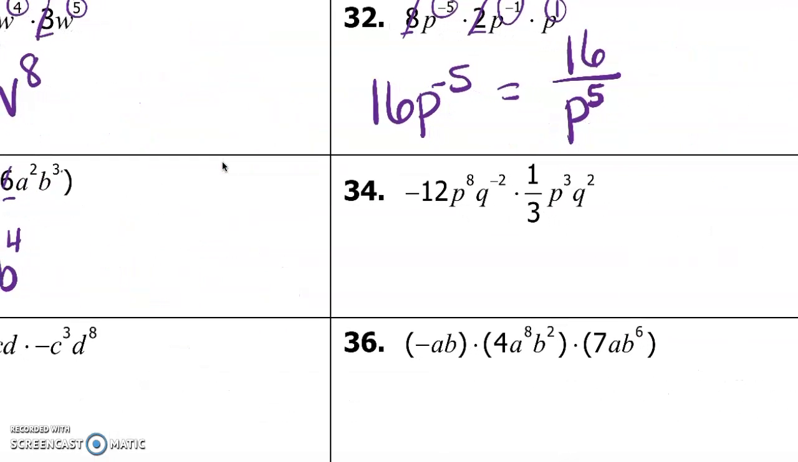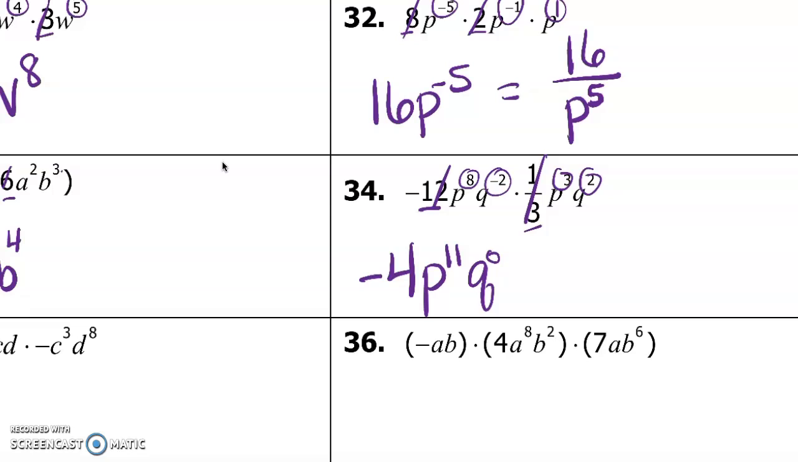34. Negative 12 times 1/3 gives me negative 4. P, 8 plus 3 is 11. Q, negative 2 plus 2 is 0. So remember, anything to the 0 power is 1, so your final answer is just negative 4p to the 11th. You don't have a q left at all.